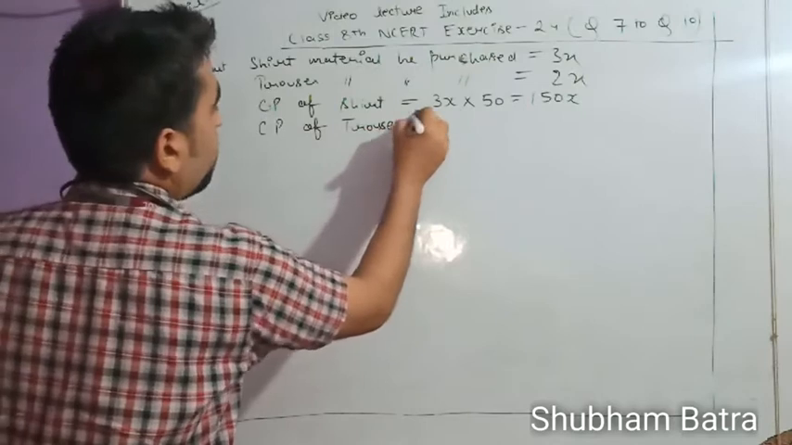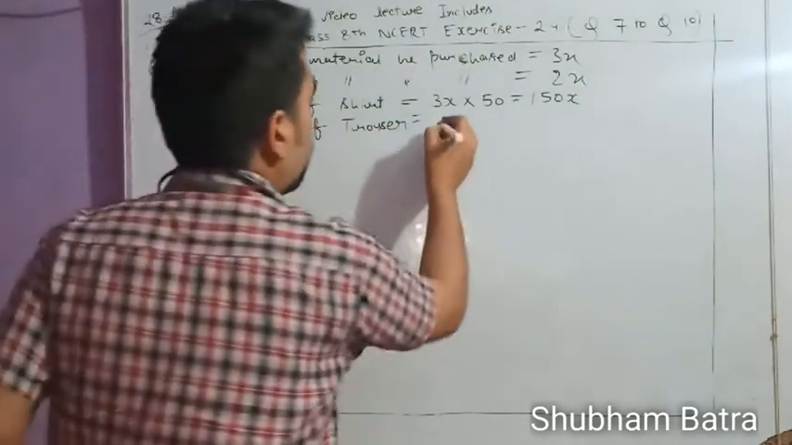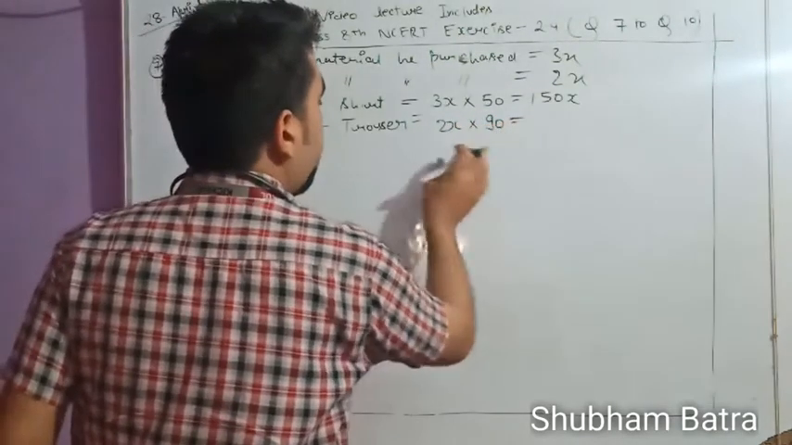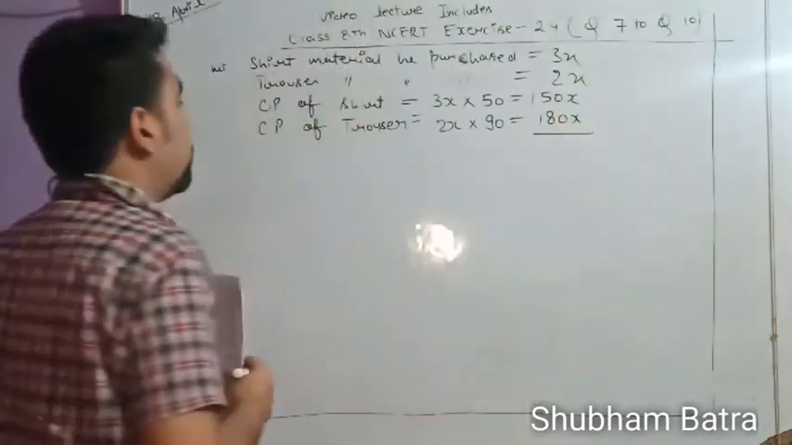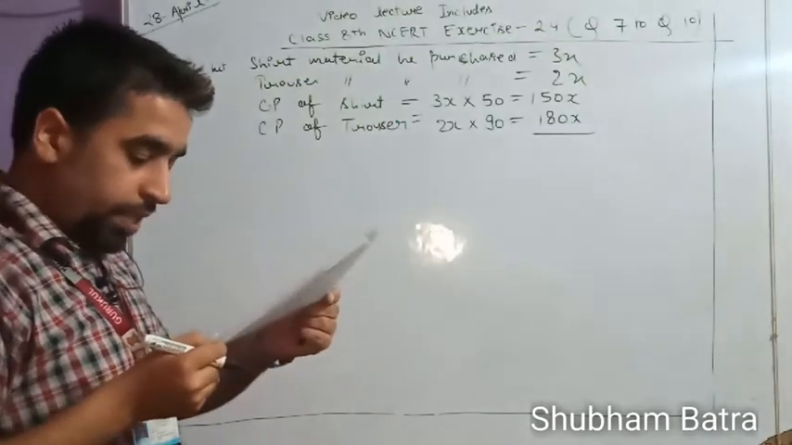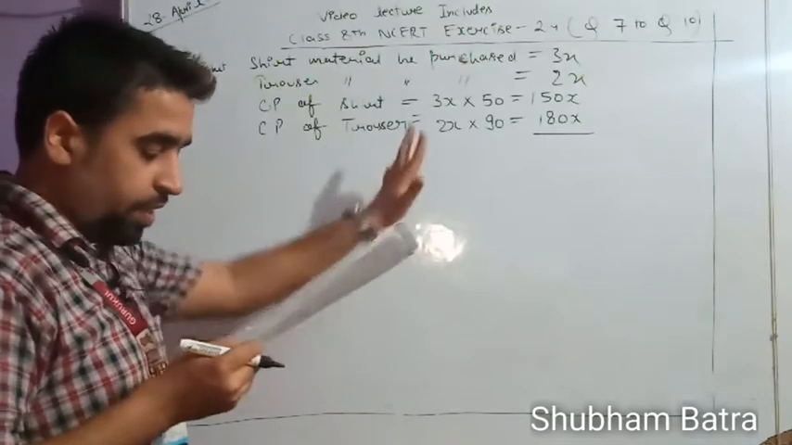The cost should be given to us. Okay, and 90 per meter is the cost of trouser. So 2x meters he has purchased and the cost is 90 per meter. So 2x into 90, 180x rupees he has spent on the trouser. Fine. Now one thing is given to us, one case is given to us for every 2 meters. Okay, this we have done already.